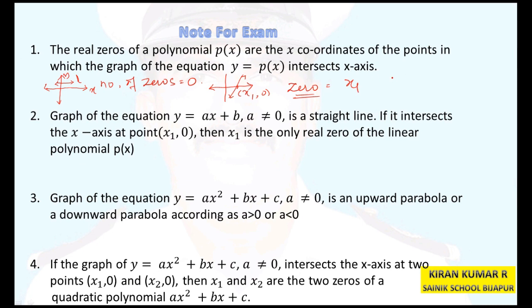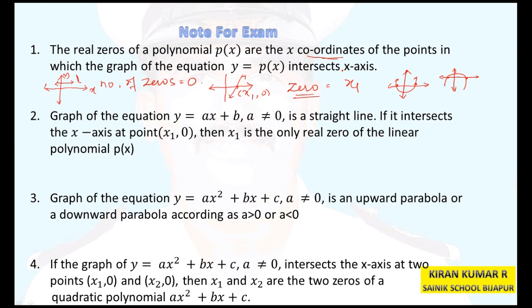We also had quadratic polynomial of this type, and also of this type. The point where it cuts the x-axis, that x coordinate will be the zero of the polynomial. We say real zero of the polynomial.